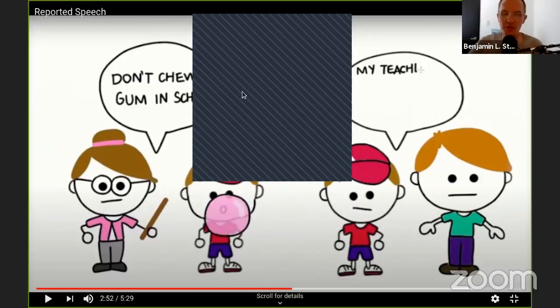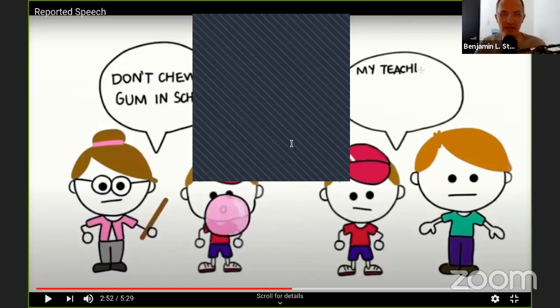Notice in this example, it's a little bit different in that it's a negative sentence. We have the adverb not, right, to reflect a negative idea. So think about that when you're thinking about how you would report this speech. Okay, my teacher told me not to chew gum in school. Notice the order of the word not coming before the infinitive to chew gum.